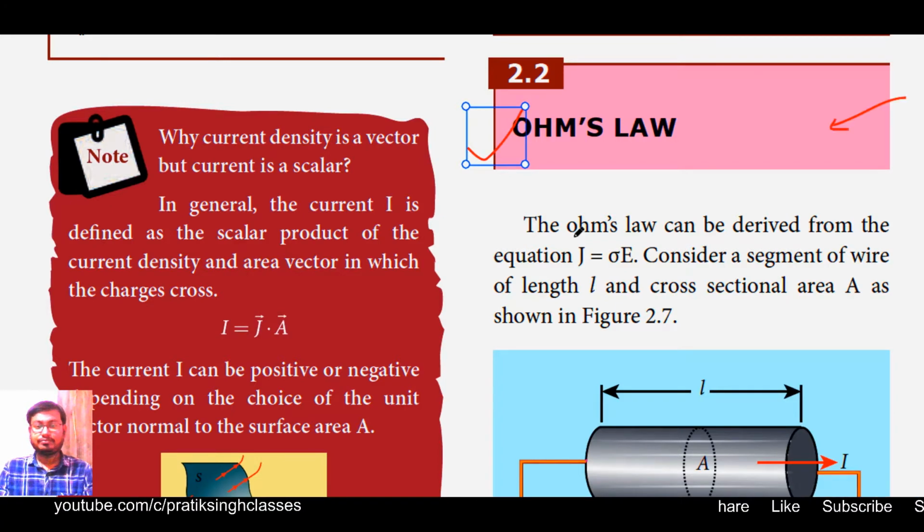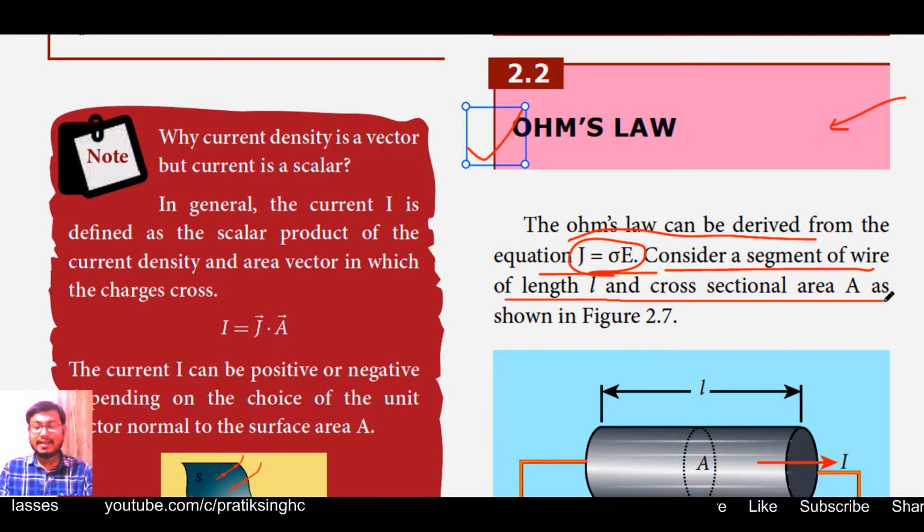The Ohm's law can be derived from the equation J is equal to sigma E. About this we have already seen current density. Consider a segment of wire of length L and cross-sectional area A as given here. So let us enlarge this figure and see what terms are given here first.